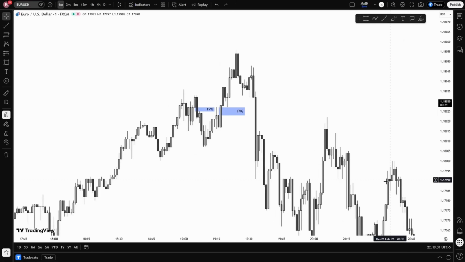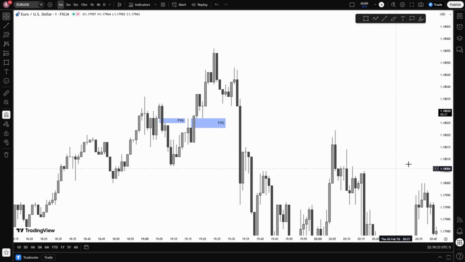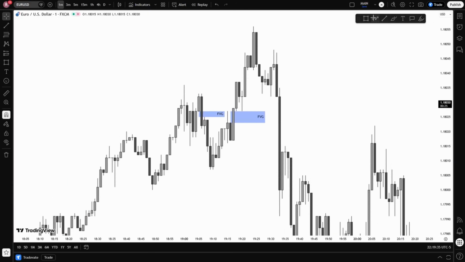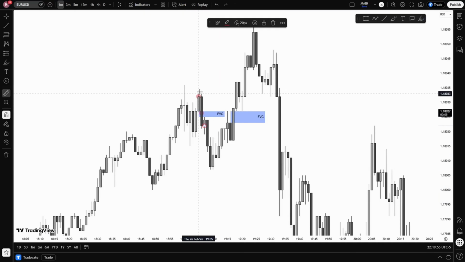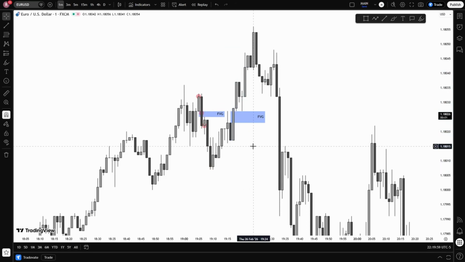The first thing you need to understand is what a fair value gap actually is. A fair value gap is a 3-candlestick pattern, candle 1, candle 2, candle 3, where the wick of candle 1 and the wick of candle 3 do not overlap, leaving a gap in price. That gap represents an imbalance in delivery. If the imbalance is formed during a move lower, that is a bearish fair value gap. If the imbalance is formed during a move higher, that is a bullish fair value gap.